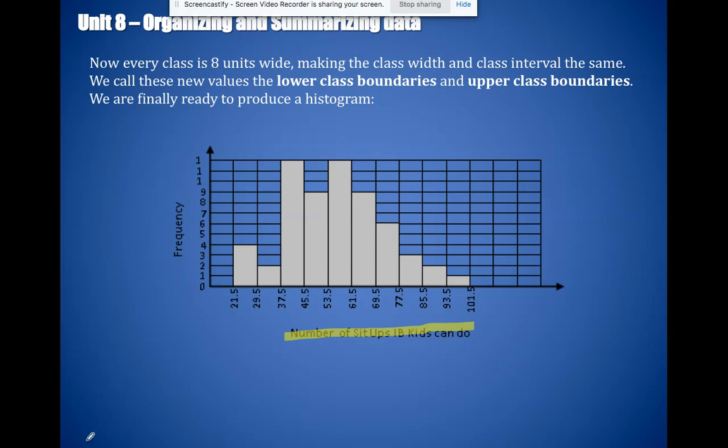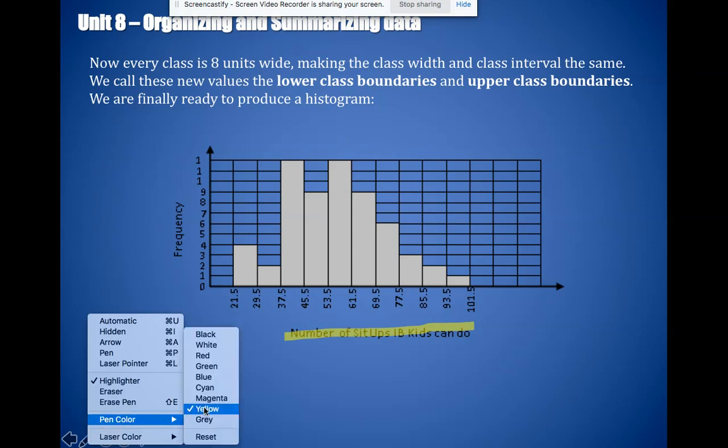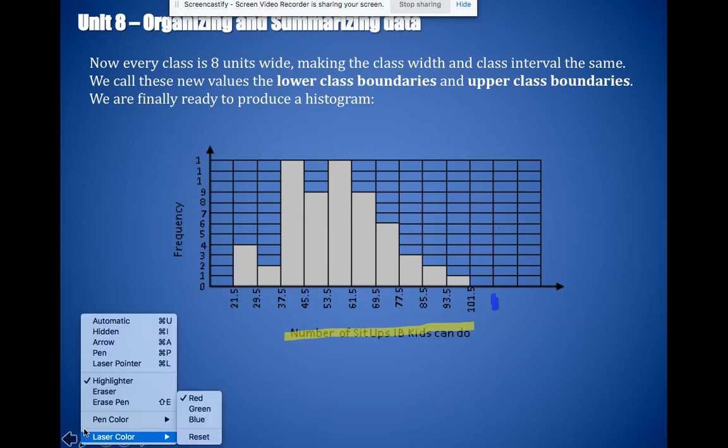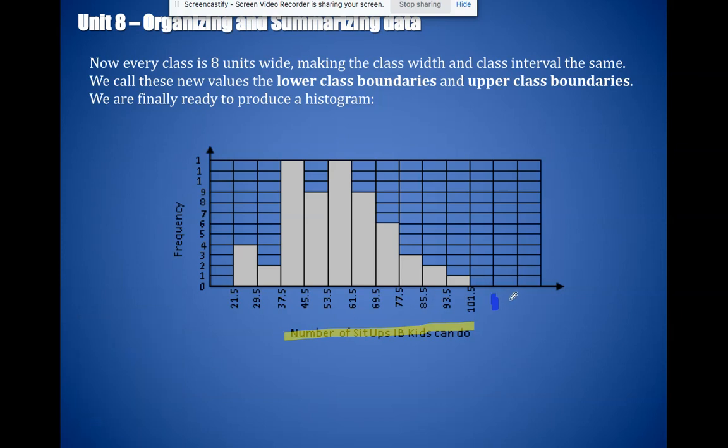However, they really represent the number of sit-ups is what I'm representing here, but the numbers along here are not real values. These are your class boundaries so that you have no space between your bars. However, every piece of data can fit into these bars, right?